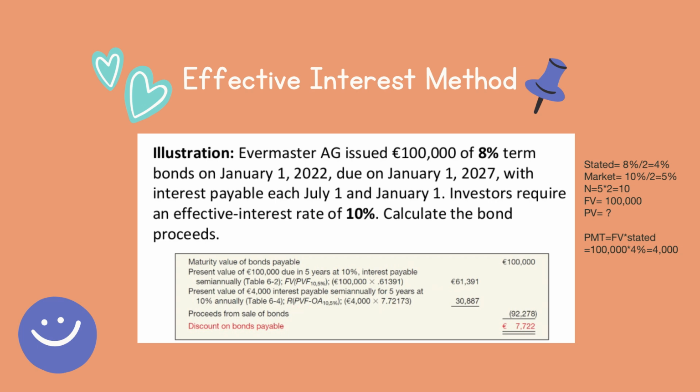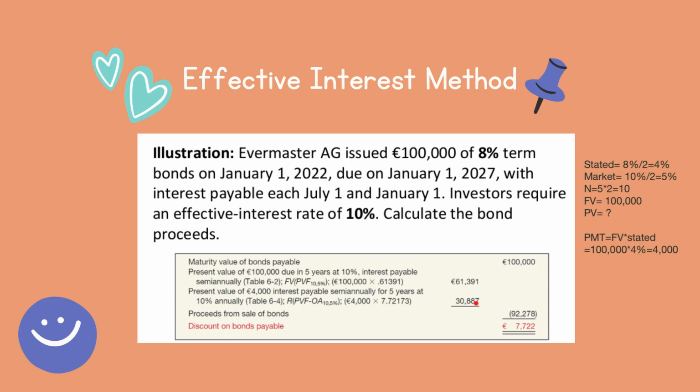Now I need to compute the present value for the payment, which is the 4,000. Okay, the 4,000, I'm gonna pay this amount how many times? I'm gonna pay it 10 times, because I'm gonna pay it for 5 years, twice a year. So we go to the present value annuity table, because I'm gonna pay this amount more than once. So we go to the ordinary annuity table. When N is 10 and I, the market, is 5%. Okay, so this is the factor. We multiply it with the 4,000, we got this.